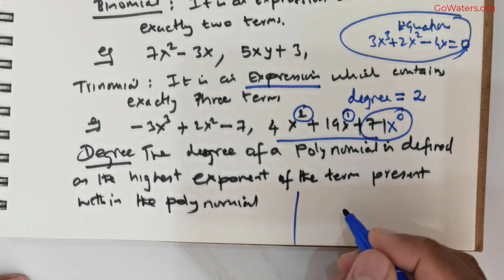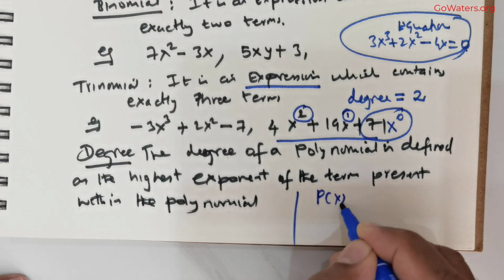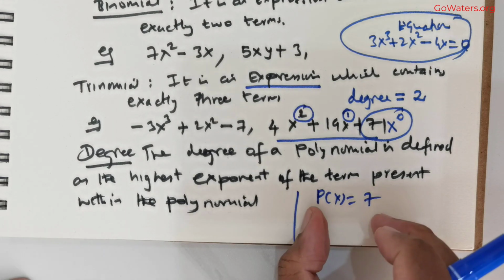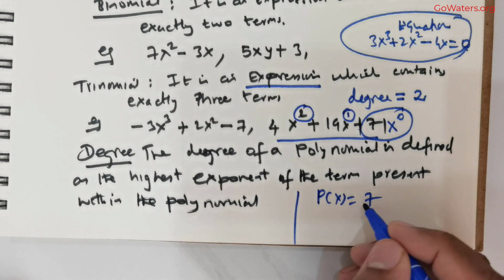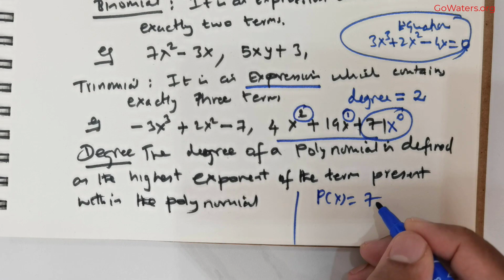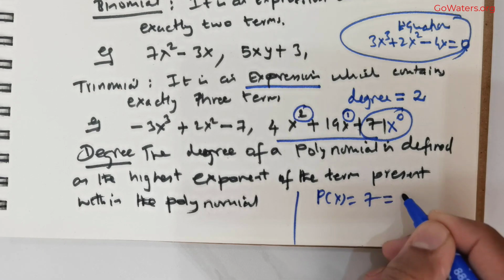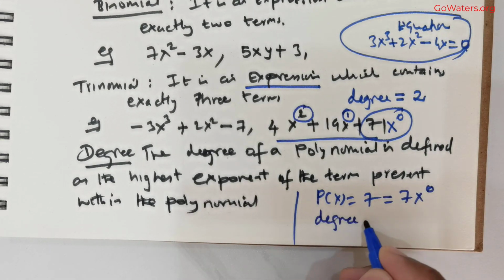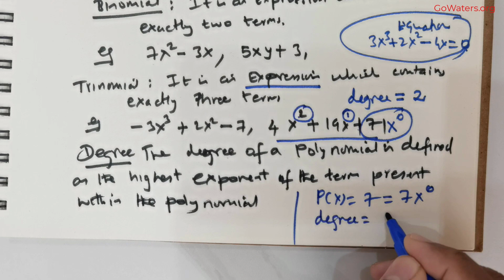Somebody is giving you p of x is equal to 7. Now this is a polynomial. Why is it a polynomial? Because it is categorized as a monomial. But this can be written as 7x to the power of 0. And as I mentioned to you, if someone were to ask you what's the degree of this p of x, the degree is 0.